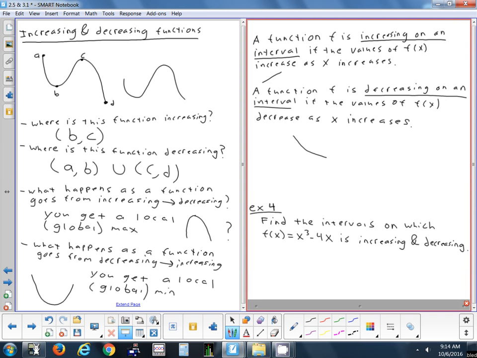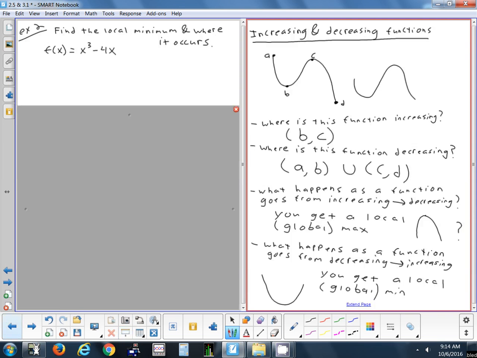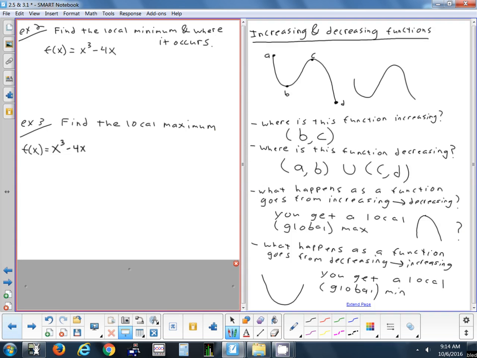Now, if I remember, wasn't the other one the same thing, just the signs were flipped? Yeah. Okay, so this is the minimum. So that's 1.15 and negative 3.08. Okay, so now I can figure out where this function goes from increasing to decreasing.